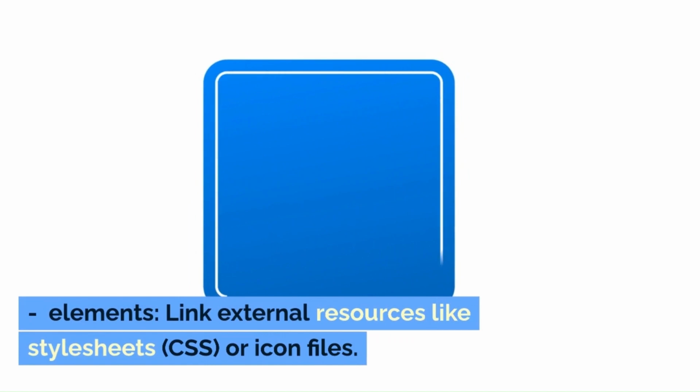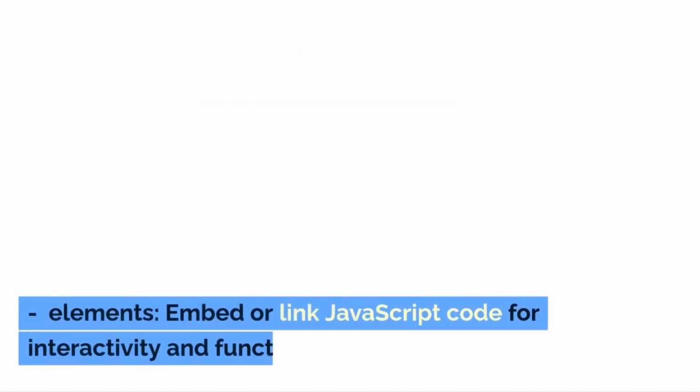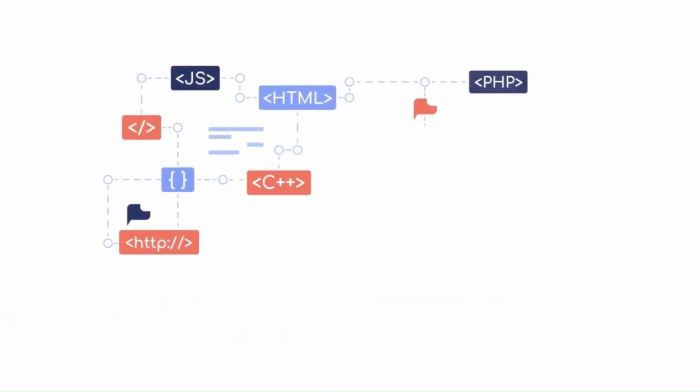Link elements link external resources like style sheets, CSS, or icon files. Script elements embed or link JavaScript code for interactivity and functionality. The body element contains the visible content of the web page, including text, images, videos, and other elements.